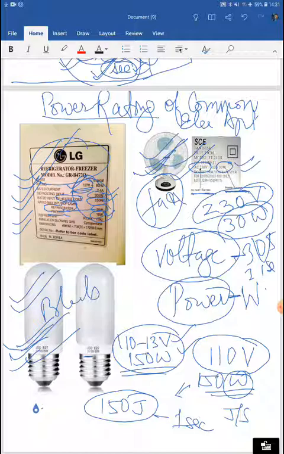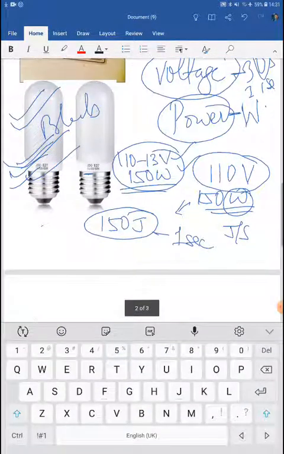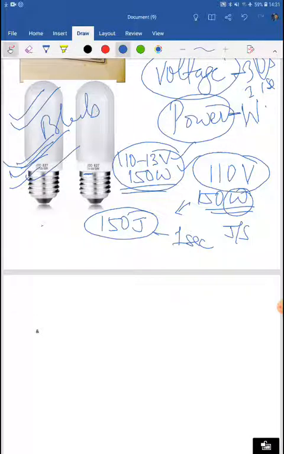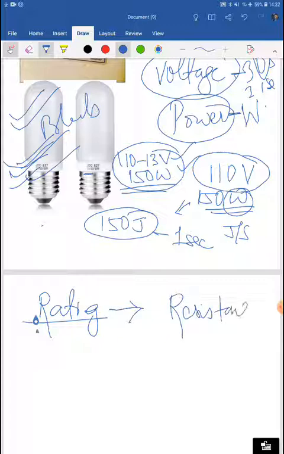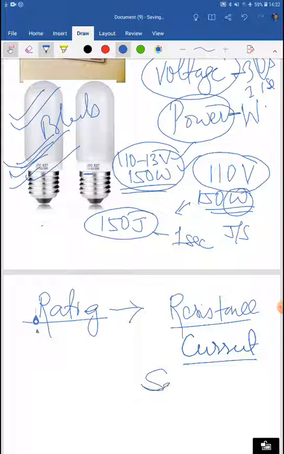Now let's see what this rating of an appliance helps us to find. The rating of these appliances can give us two things. One is the resistance, the other one is the current. Are you getting my point? The safe limit of current. Are you getting my point?